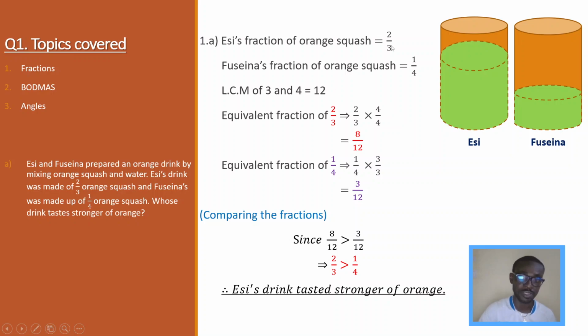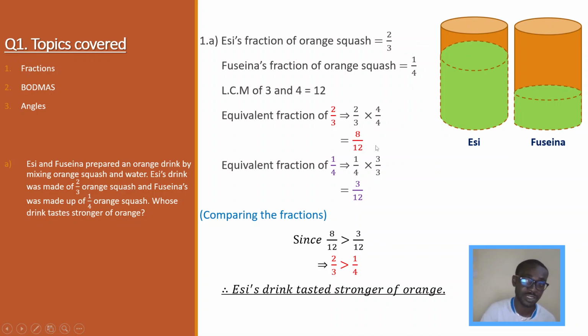We got the LCM of the denominators here, and then we expressed these fractions in equivalent fractions whose denominators are 12. We could have used different equivalent fractions, but we chose to use the LCM here. That is 3 and 4, because that is the least common multiple of 3 and 4, which is 12. We did that, and then we got equivalent fractions for 2 over 3 and then 1 over 4.